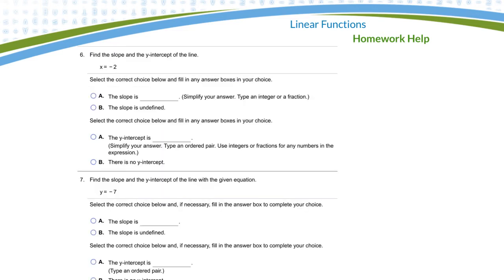Okay, the next question. Find the slope and the y-intercept of this line. Oh, that's interesting. So the line is x equals -2. If I see one like this or one like this, I know they're either horizontal or vertical. This one, x is always -2. Here's x -2 right there. So if x is always -2, it has to be that line right there. That's a vertical line.